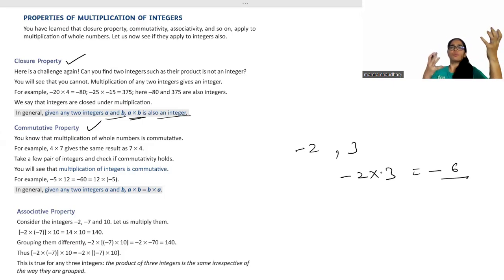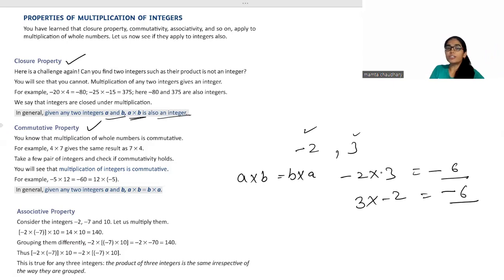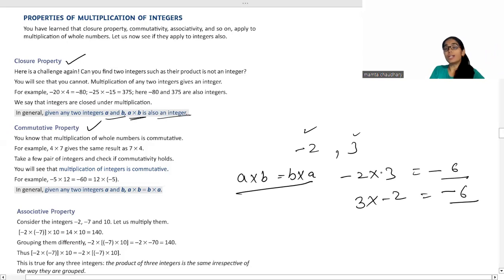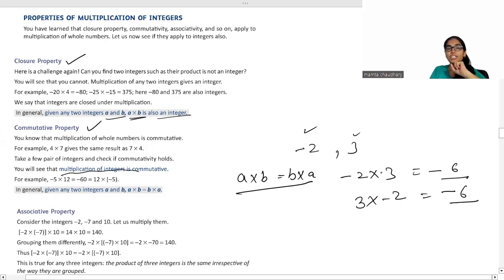Now second is the commutative property. What is the commutative property? It simply means we need to change the order. If we were doing A into B, then we have to do B into A. That's it. We are simply changing the order. For example, take these two numbers, -2 and 3. We multiplied -2 and 3, we got -6. If I multiply 3 into -2, then what will I get? 3 is positive, 2 is negative, so positive into negative will be negative, and 3 twos are 6. This one is also -6. It means whether I write A into B or B into A, the answer will be the same, where A and B are two integers. If the answer is the same, we can say integers are commutative for multiplication, or multiplication of integers is commutative.